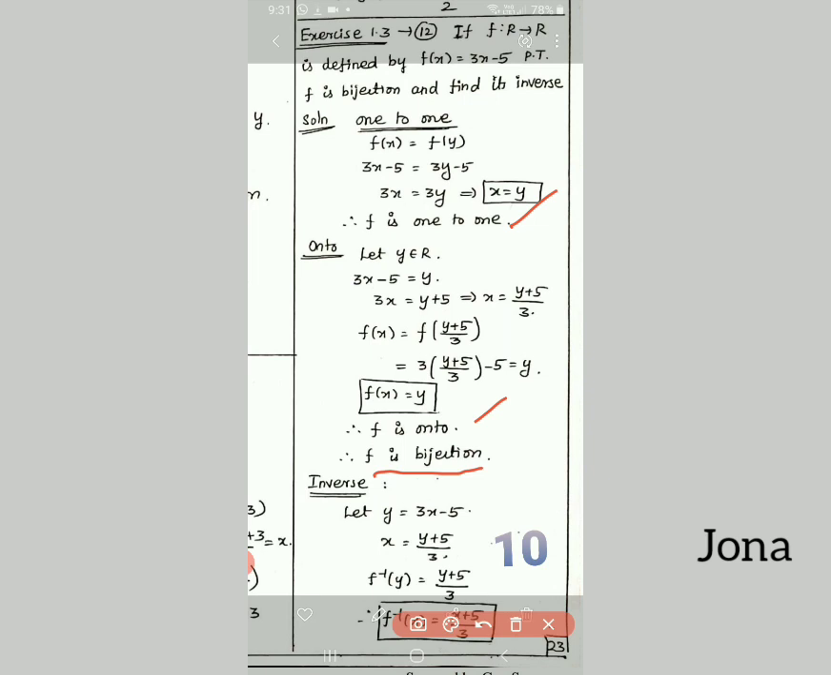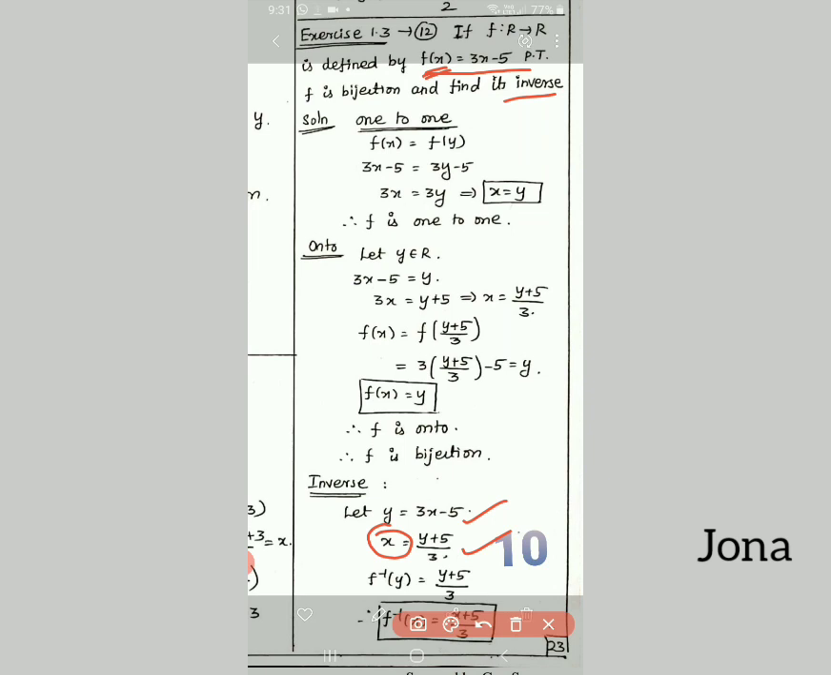Okay, and then the next part is find its inverse. So I want to take this f of x equal to 3x minus 5. This f of x is y. So I want to take y equal to 3x minus 5. From this I can find the value of x. That means x equal to (y plus 5) by 3. This x is nothing but f inverse of y. So f inverse of y equal to (y plus 5) by 3.